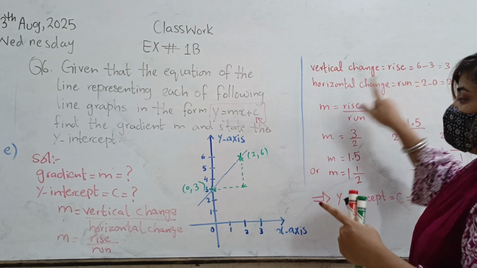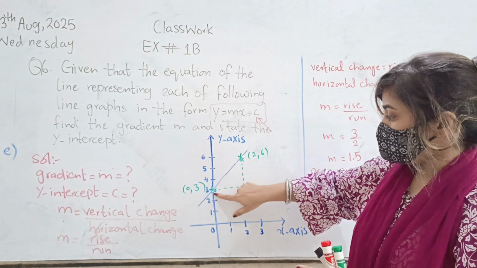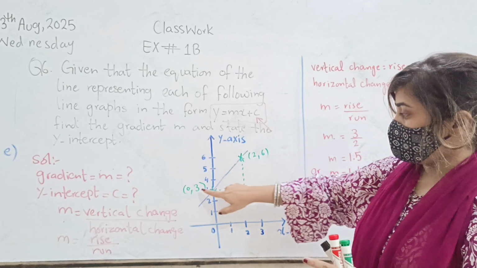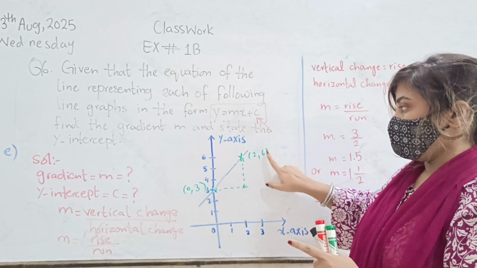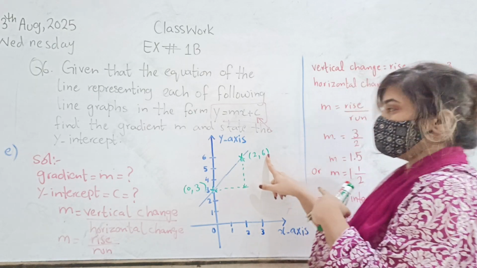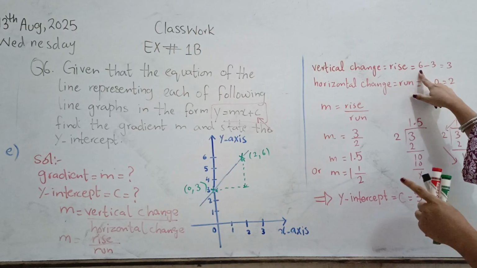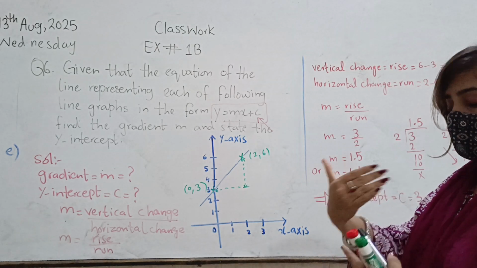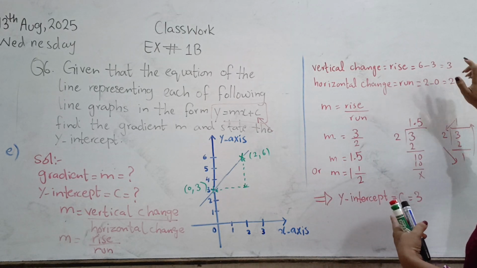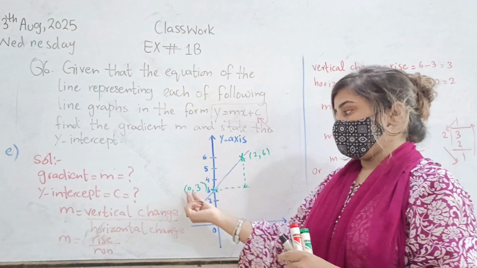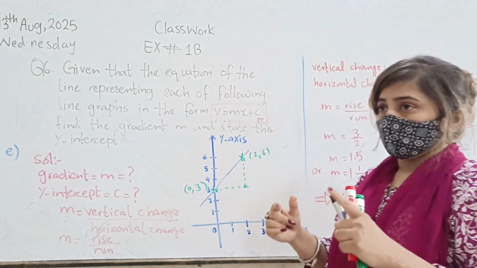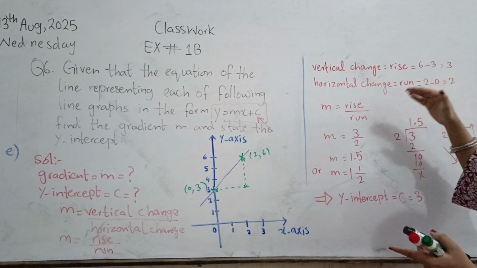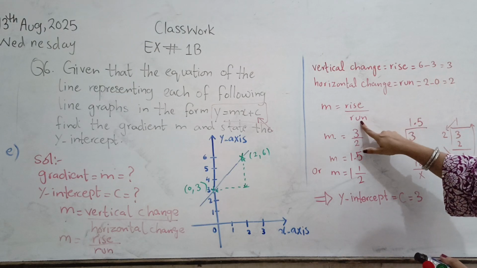Vertical change is rise, as I told you. First, the y value was 3 and it moves upward, now the y value is 6. So I write the greater value first, then the smaller value: 6 minus 3, because change means difference. So 6 minus 3 is 3. Similarly, for horizontal change, the x values are 0 and then 2. I take the greater value first, 2 minus 0, so 2. I write the values: rise is 3 and run is 2.